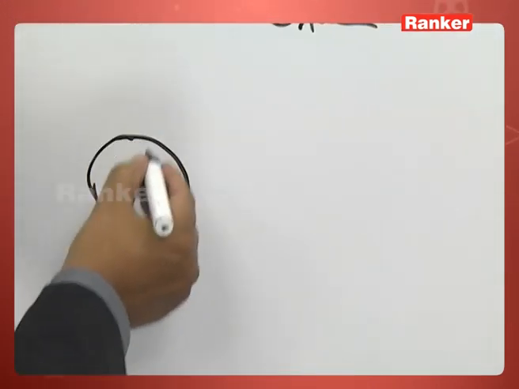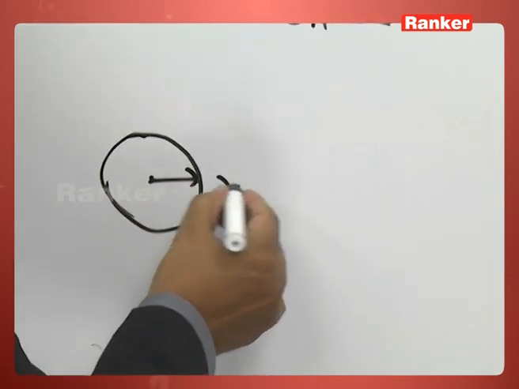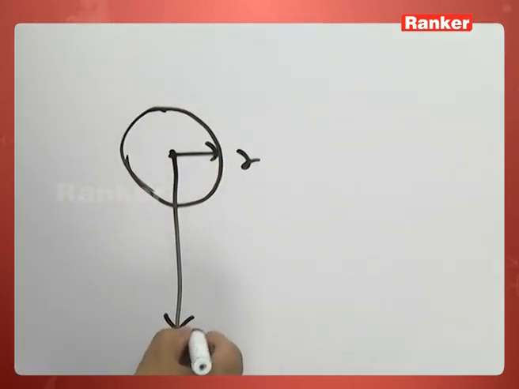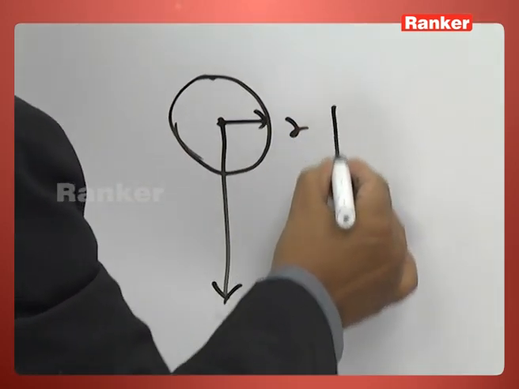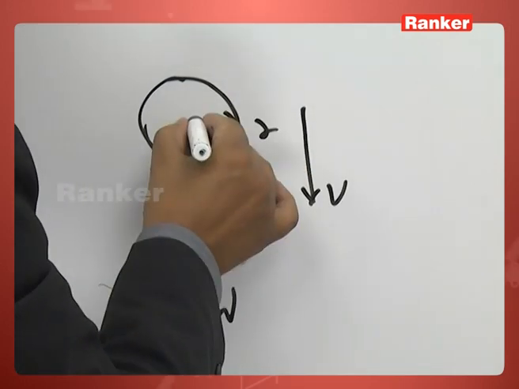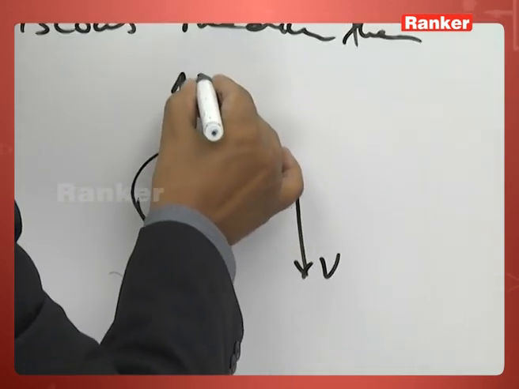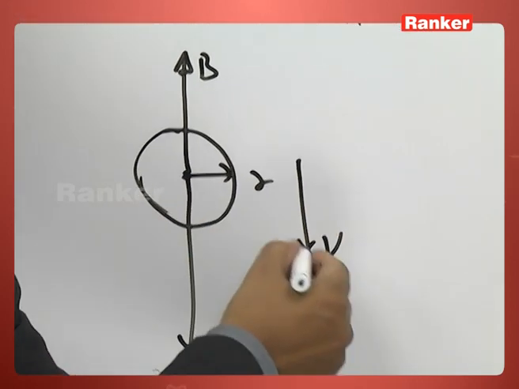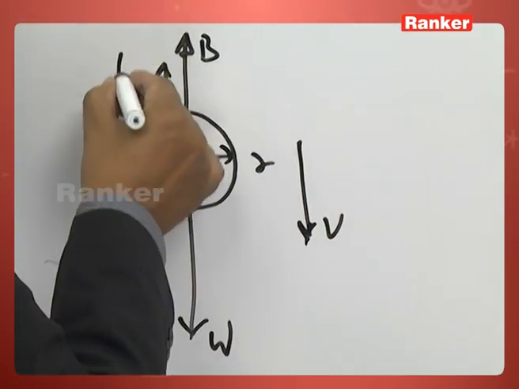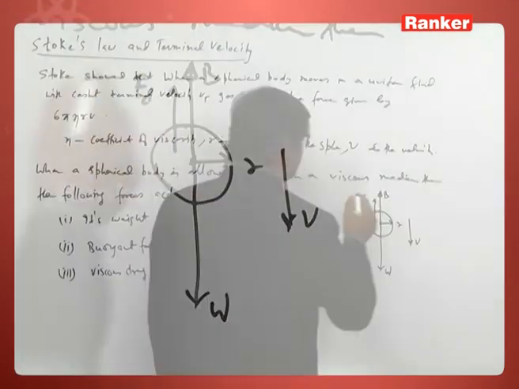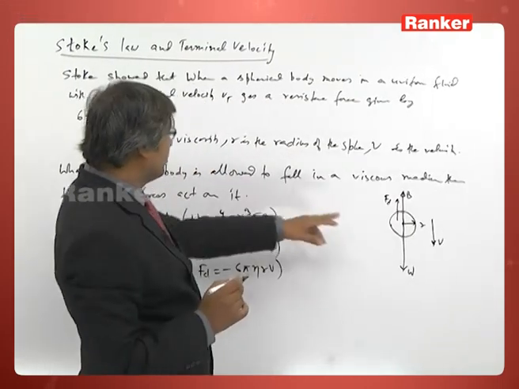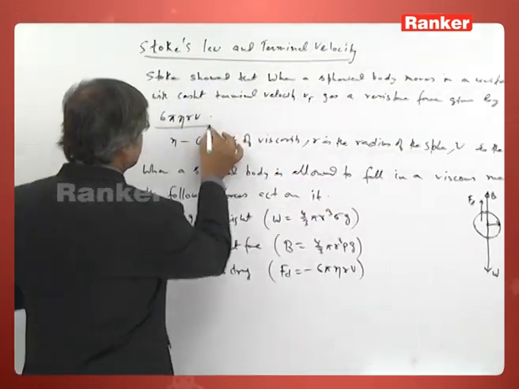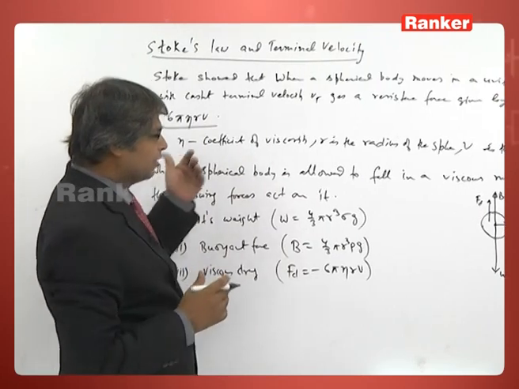So you see here, if we have a spherical object of radius r, then its weight W is acting. If it is coming down with velocity, then there is a buoyant force, and since velocity is there, there is a drag force given by Stokes' law. For a spherical body, this is 6 pi eta r V.